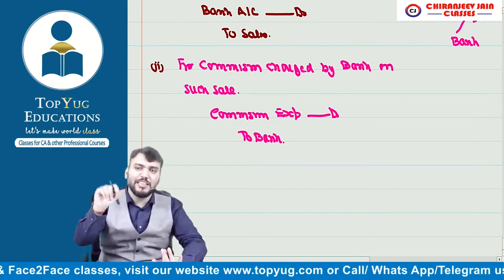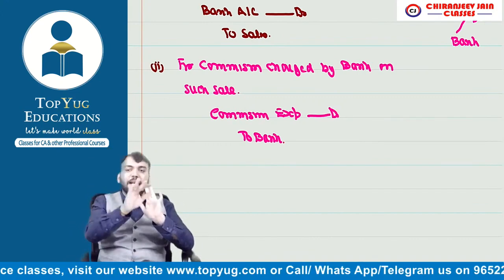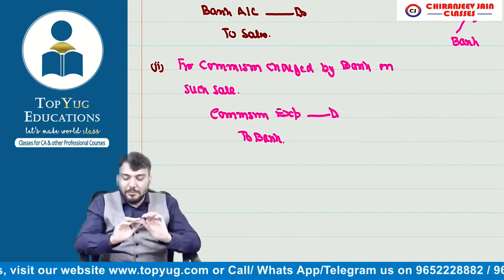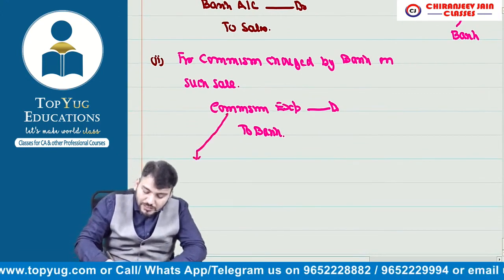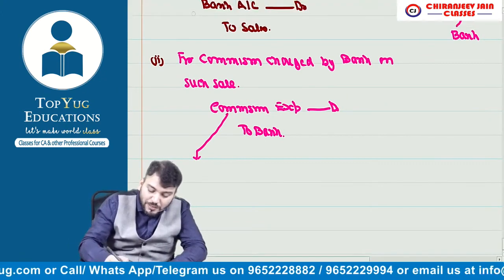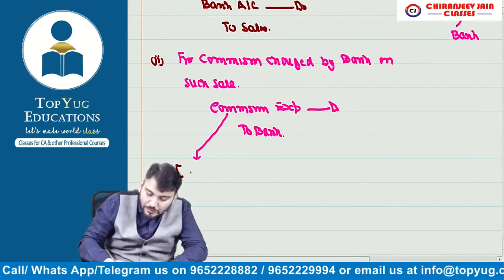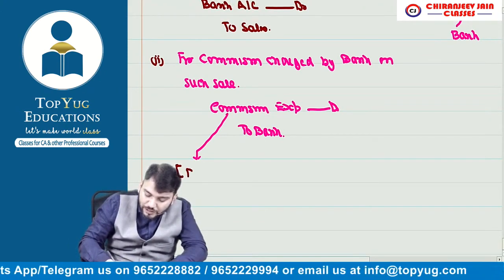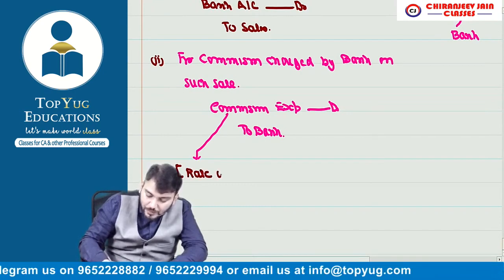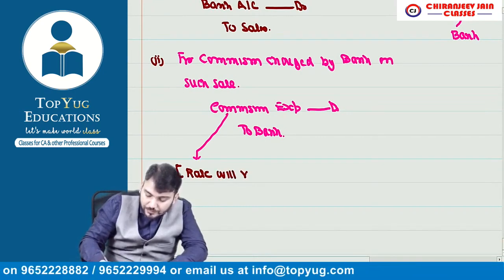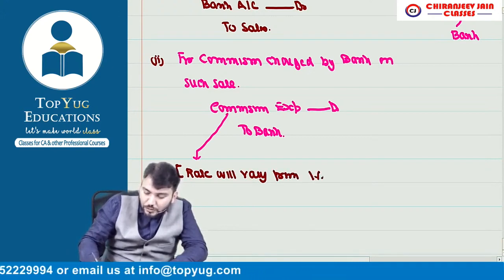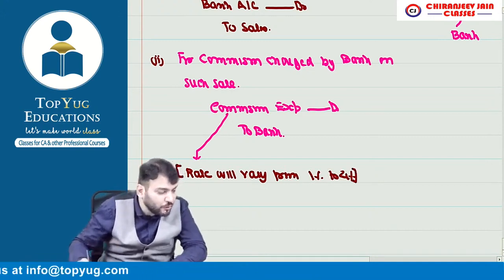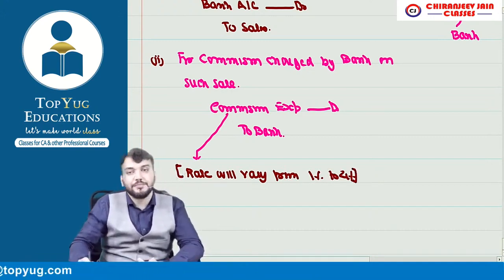So the bank will automatically deduct, it gives the money after deducting. Have you understood this point? Commission expense account debit to bank. And this rate of commission varies from 1% to 4% of sale price.